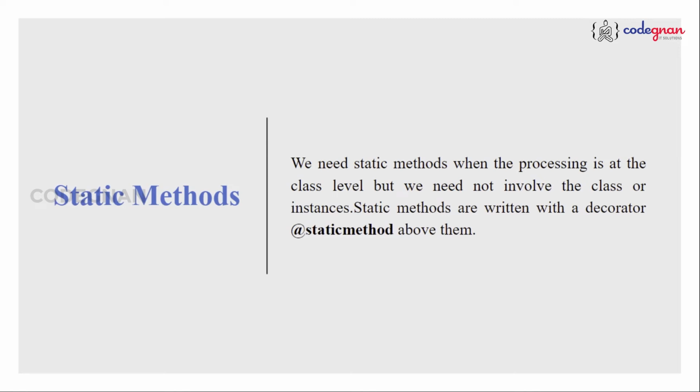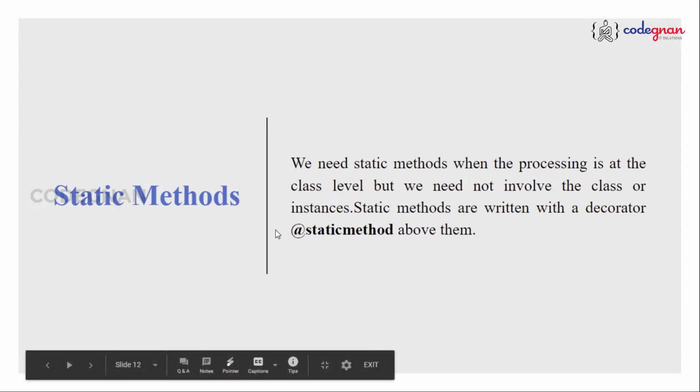So we have understood how to declare a class method and what made class variables differ from instance variables, and we have also seen the usage of @classmethod. Now let's understand the third method, which is the static method, because we use another decorator called @staticmethod.